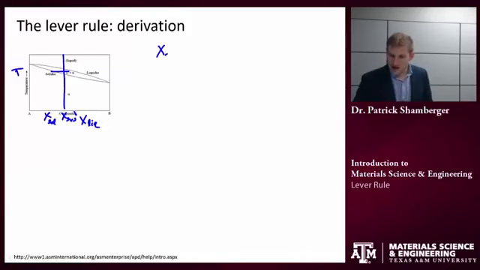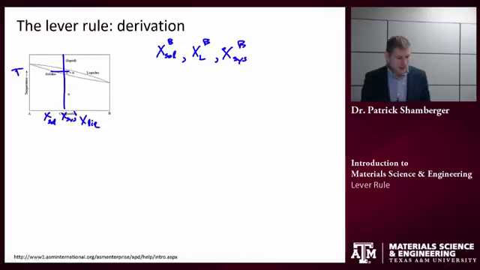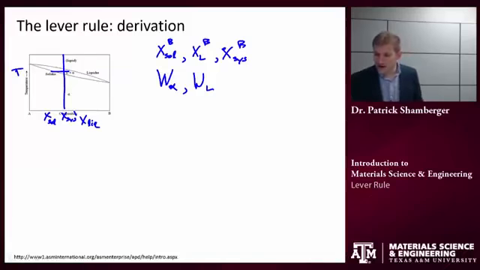So I will say X solid, and this is in terms of B. I could do it in terms of component A as well and get the same exact answer. X liquid and X system. Okay, let me also define a couple other variables, and I'm going to use W for a mass fraction. What is the mass fraction of phase alpha, and what is the mass fraction of the liquid present? And I know that the mass fraction of these two added together equals 1, right?